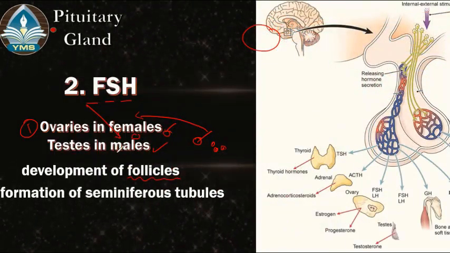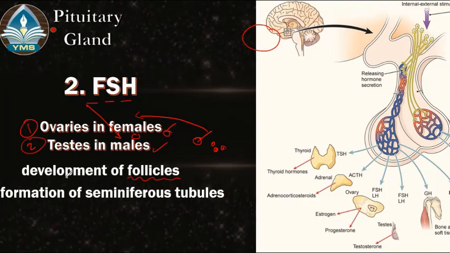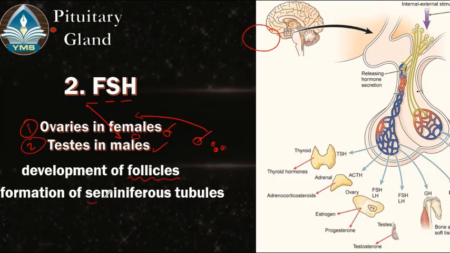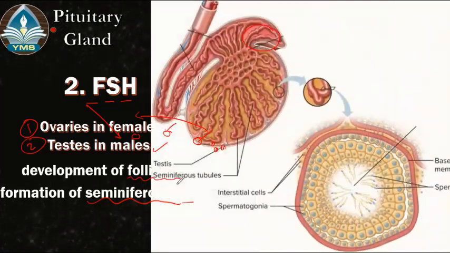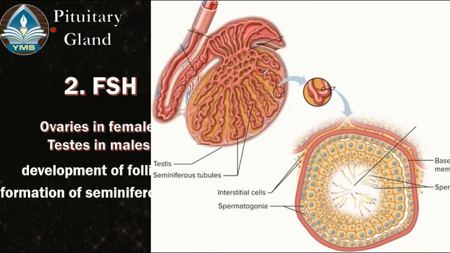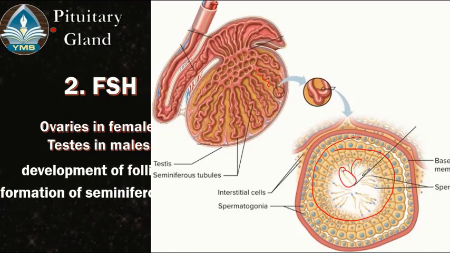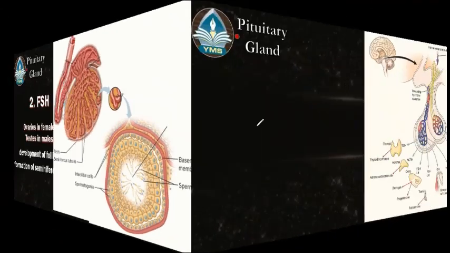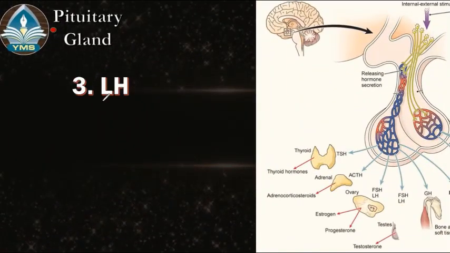And in the male, when it stimulates the testes, what does it do? It helps in the formation of seminiferous tubules. What do we mean by seminiferous tubules? If you look at the male testes here, you'll find tubules. These tubules, if you look at them here, this is what is inside of them. So the sperms are produced in these tubules, the seminiferous tubules. What helps the development or formation of these seminiferous tubules is FSH, and that is its job when it comes to the male. Let's go to the second hormone, which is LH.